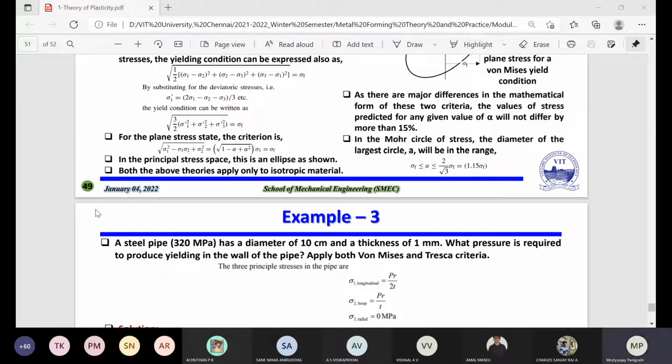Because T is given, thickness 1 mm. R is given. How much is R? 5 centimeter. Okay, sigma is given, this like the sigma y or maybe sigma f, 320. You are getting my point?